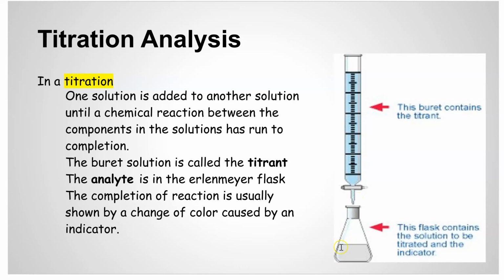The analyte is in the Erlenmeyer flask, and the analyte could be something we are looking for the concentration of. Sometimes we know the concentration of the analyte and we're actually trying to determine the concentration of the titrant. We also will use an indicator in the analyte that will change color as we add more and more titrant.